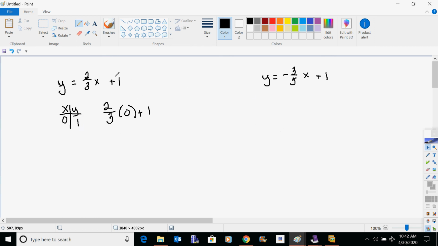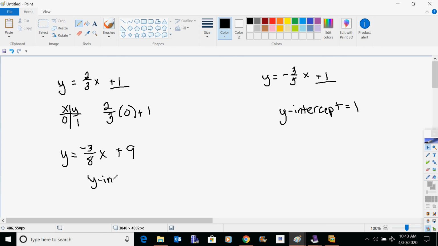So our number that becomes our y-intercept is this number that's out here by itself that's not attached to the x. Over here, our y-intercept would equal 1 as well. I'm going to throw a couple of other examples up here. I want you to at least have one of them in your notes. Here's another one: if I had negative 3/8 x plus 9, the y-intercept would be 9.